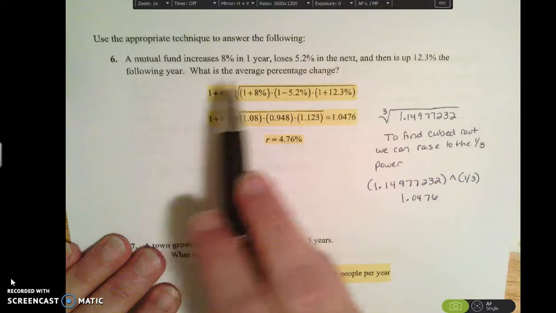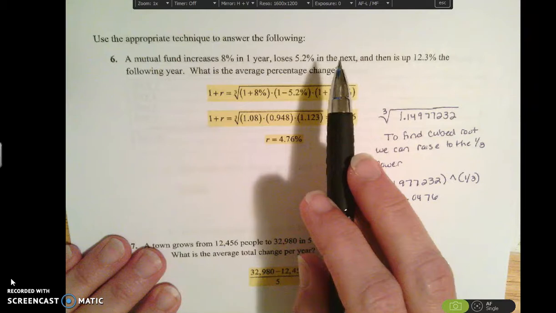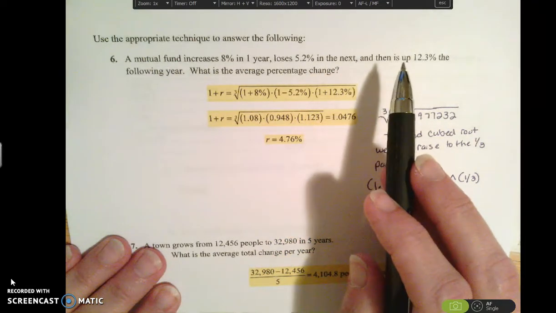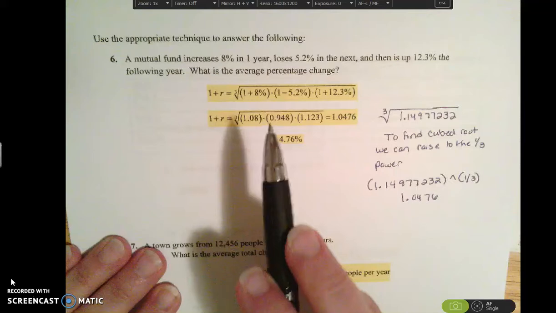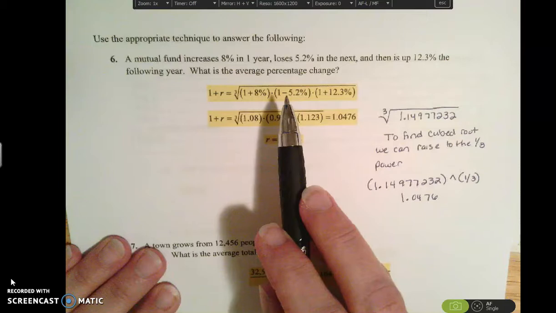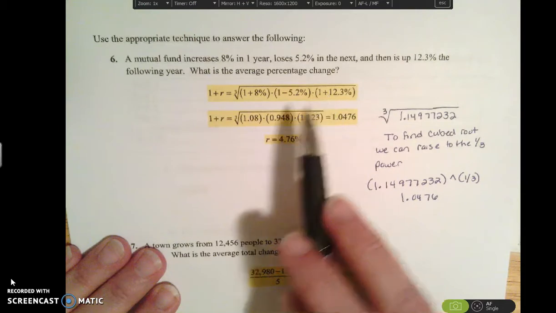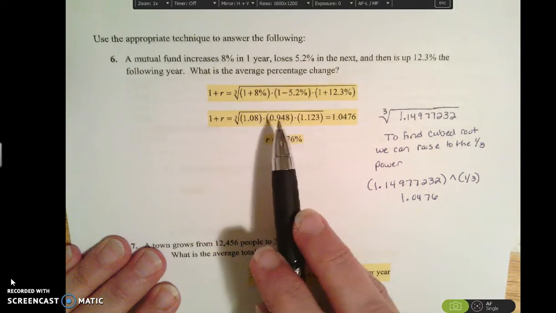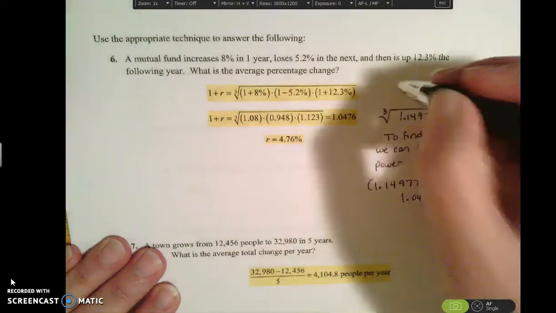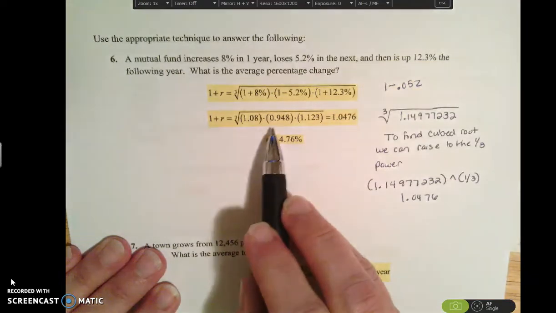A mutual fund increases 8% in the first year, then loses 5.2% in the next year, and then goes up 12.3% the following year. What's the average percentage of change? So I have 1.08, 0.948, because that's 1 minus 0.052. That's how I got the 0.948.